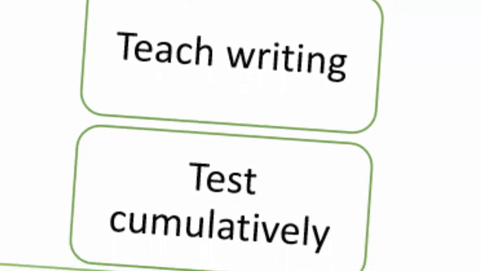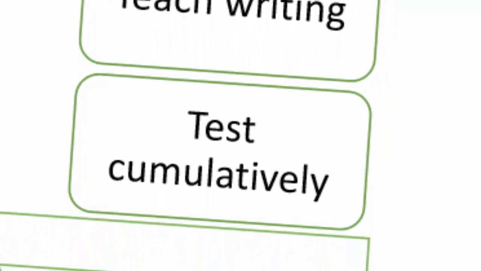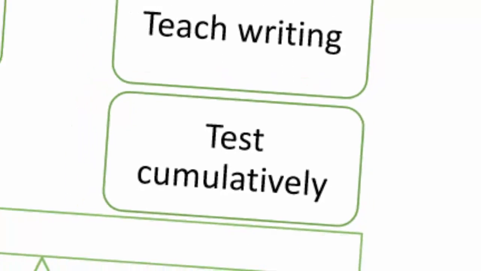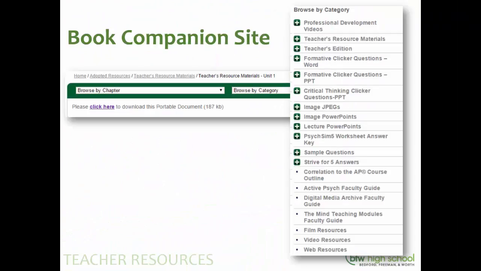Lastly, test your students on content cumulatively. You do not want them to forget what they've learned in October when it's time for the AP exam in May. You will receive access to your book companion site from your sales rep upon adoption.